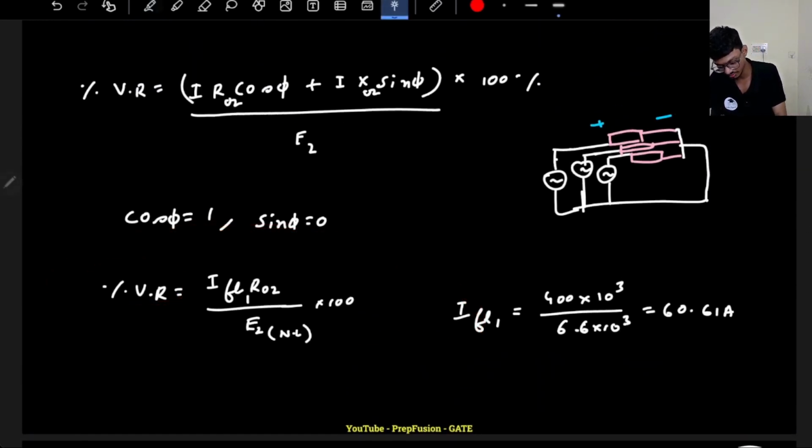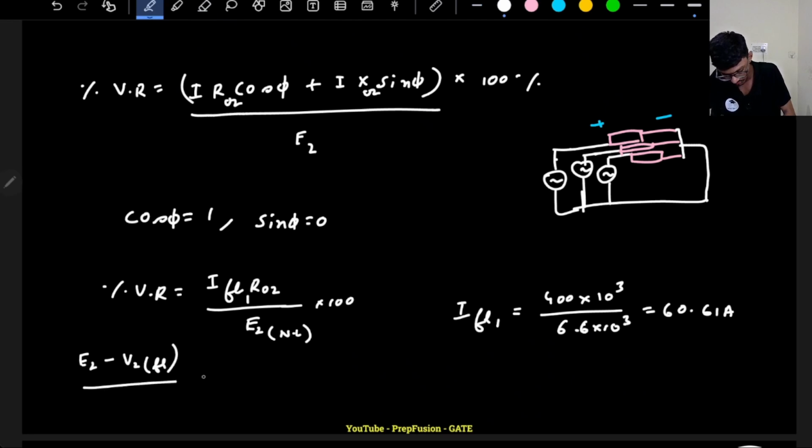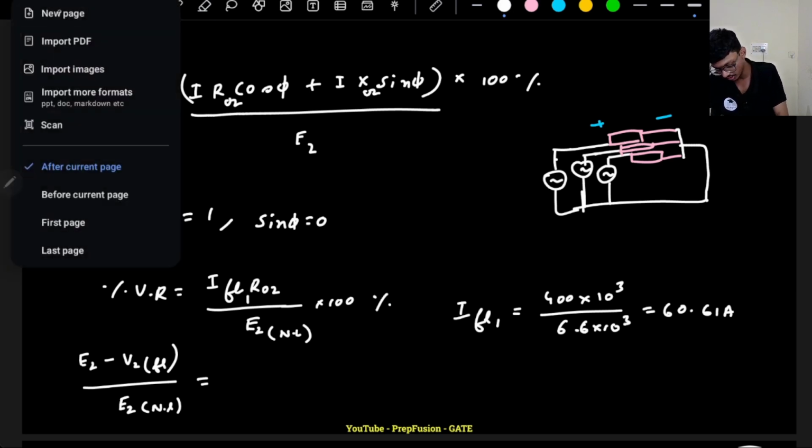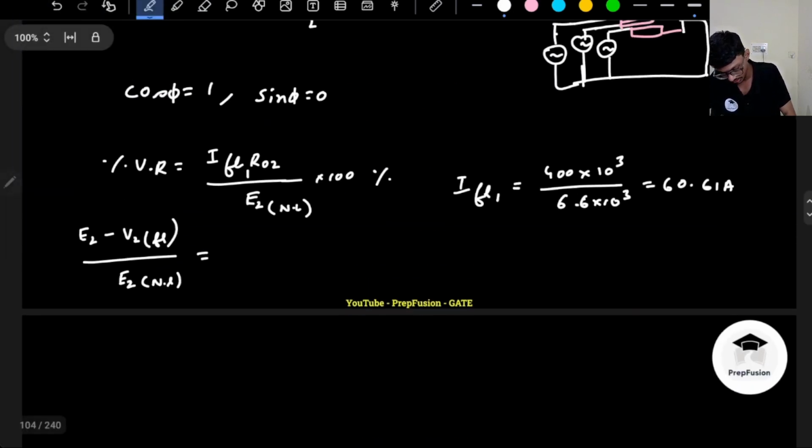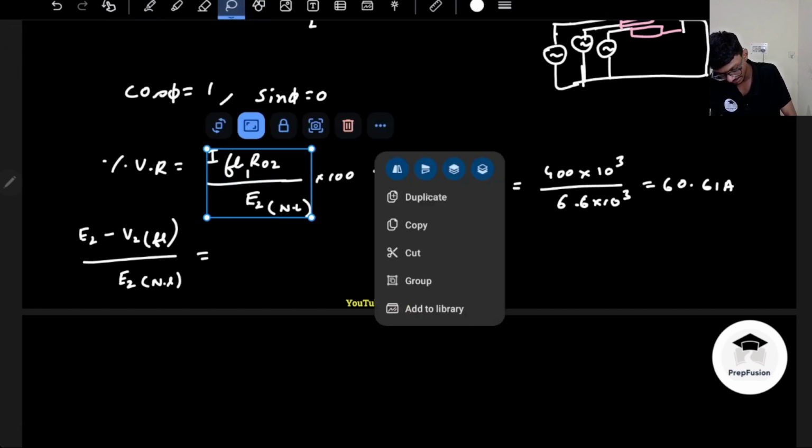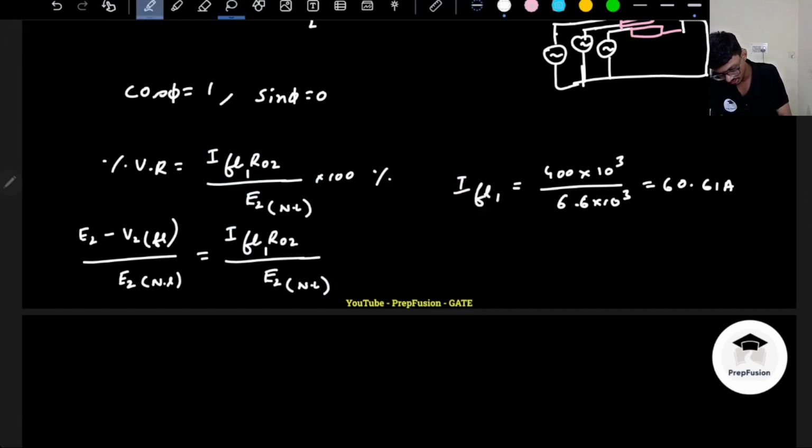What is the percentage voltage regulation? If you remember, the percentage voltage regulation was E2 no load voltage minus V2 full load voltage divided by the no load voltage, E2 no load. Because they are asking me the terminal voltage, I will not use this percentage formula, I will use this formula only. So what is IFL1 into RO1, RO2? This will be here only.